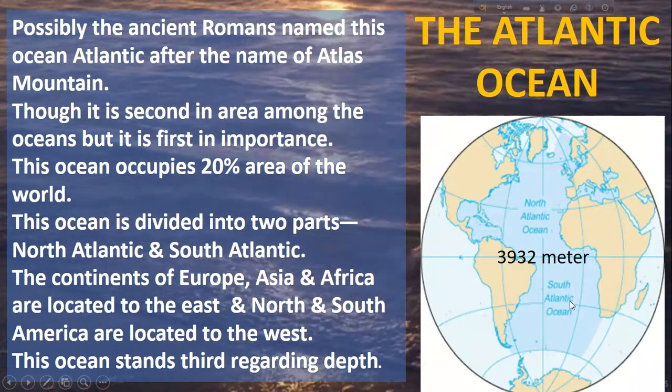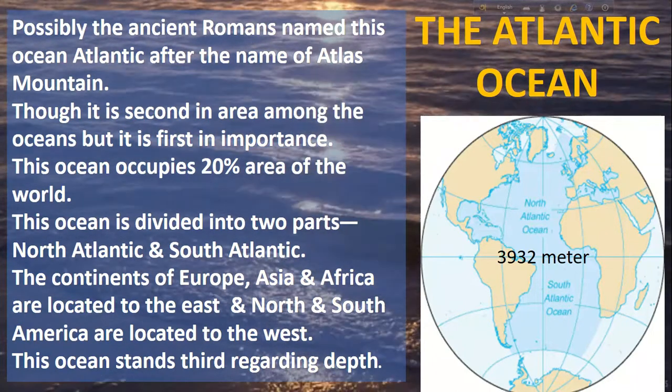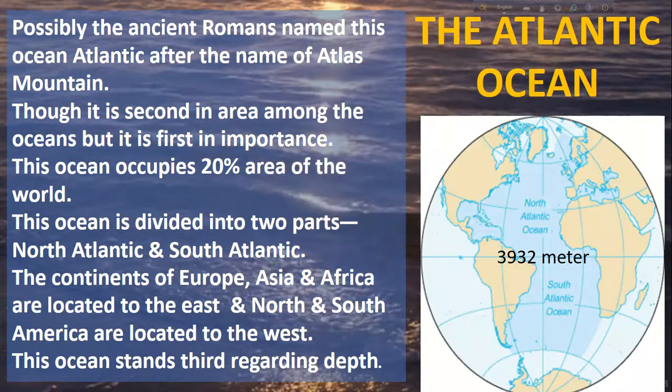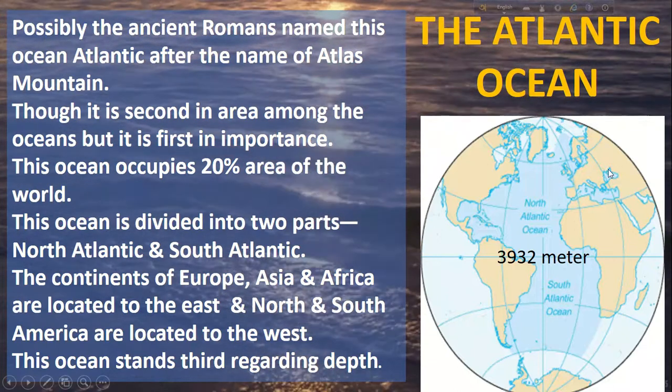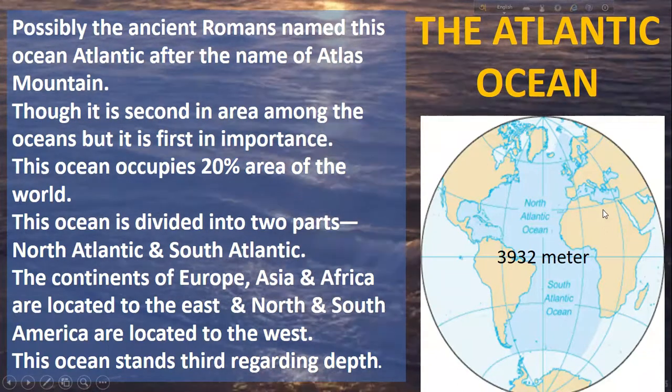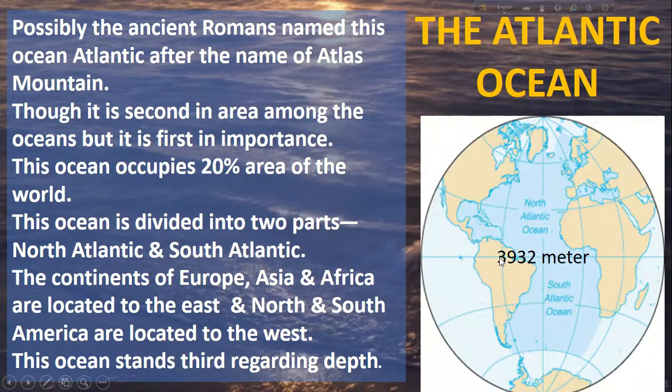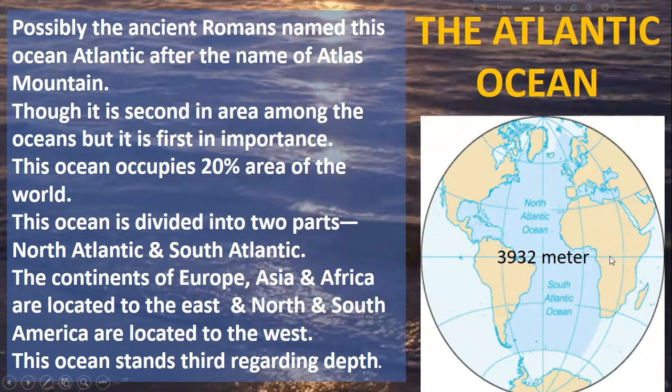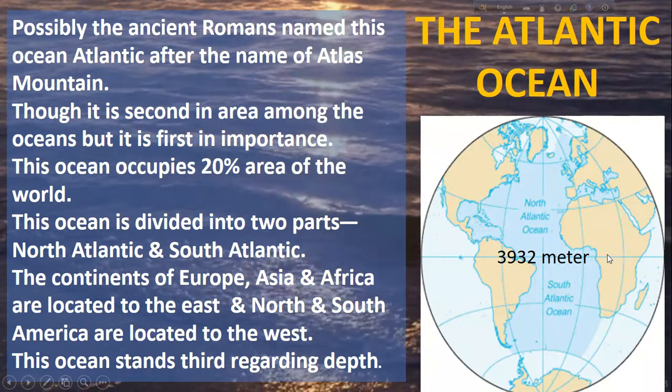And the continents of Europe, Asia and Africa are located to the east. Follow, this is Europe, Africa. The Europe, Asia and Africa are located to the east, and North and South America are located to the west. And this ocean stands third regarding depth.